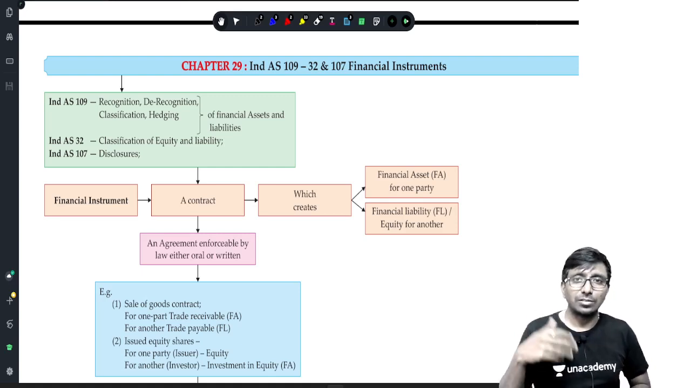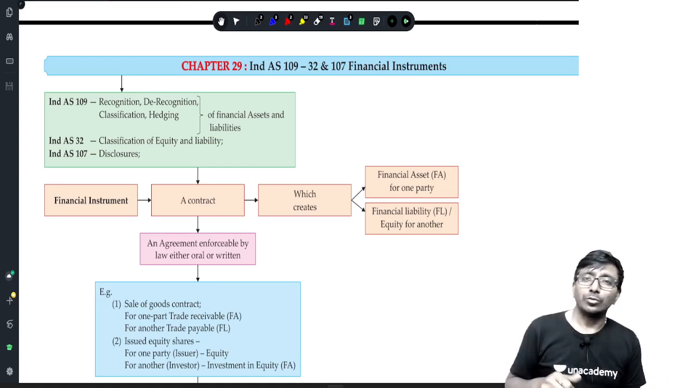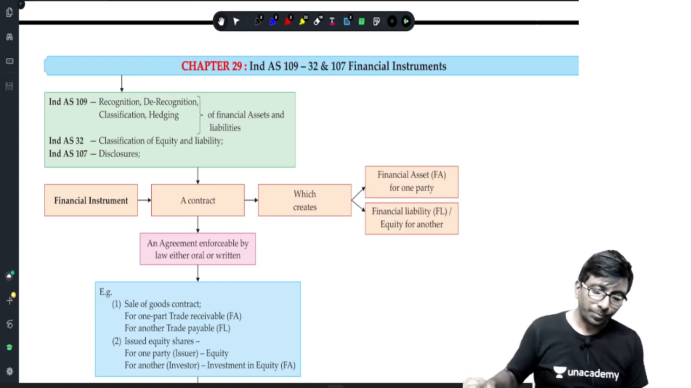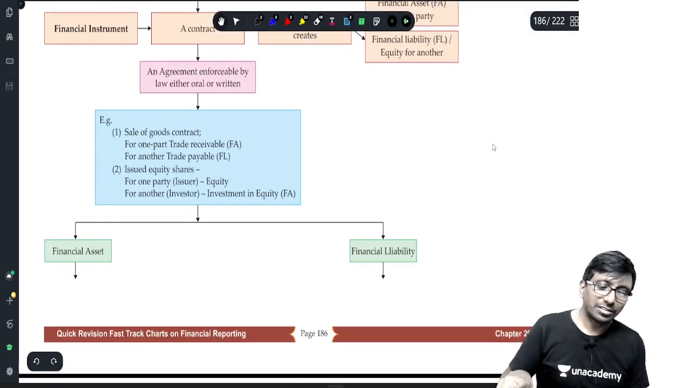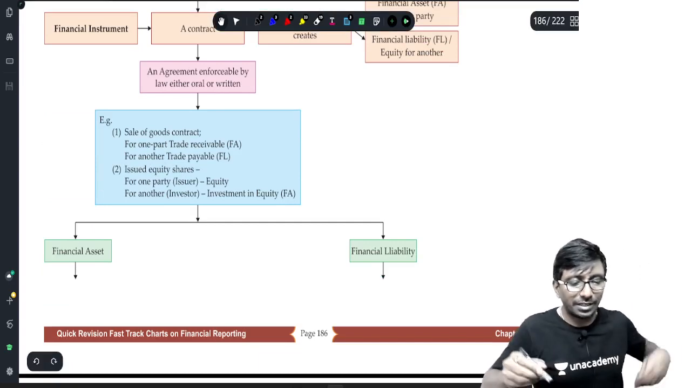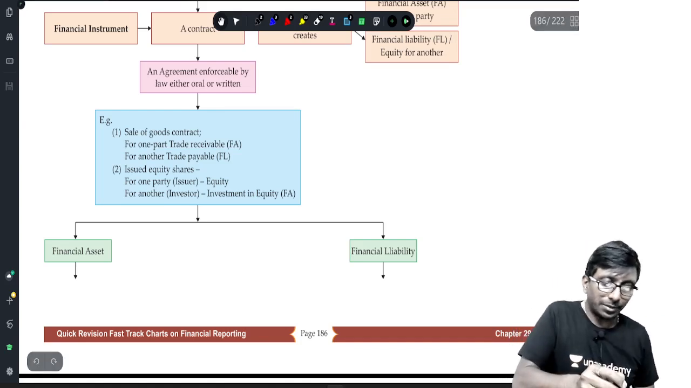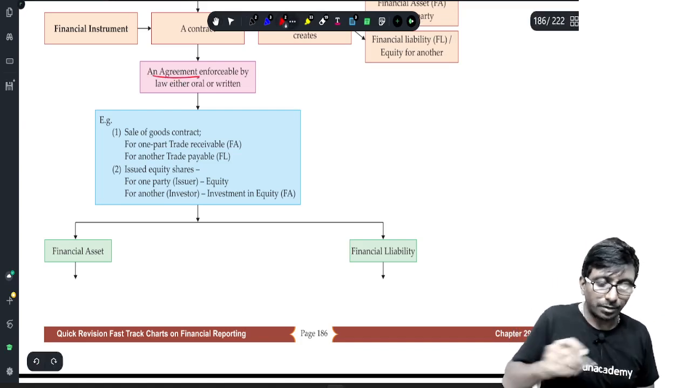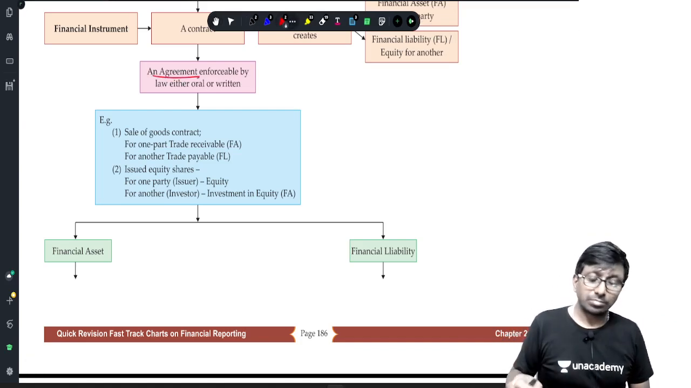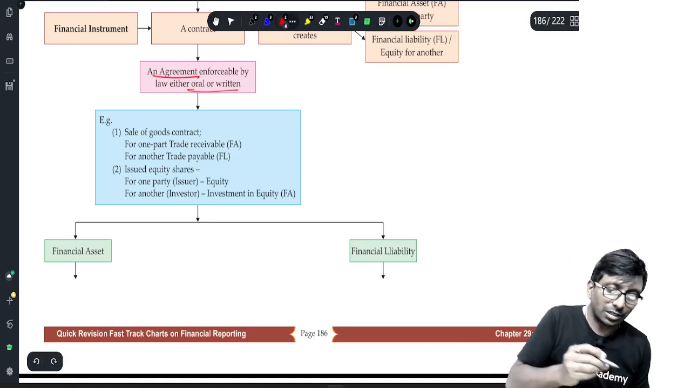What is a financial asset? What is a financial liability? What is equity? We are supposed to have a look at all these 3 new terms. As I told you, it's a contract, which means there must be an agreement, enforceable by law. It can be either oral or written.